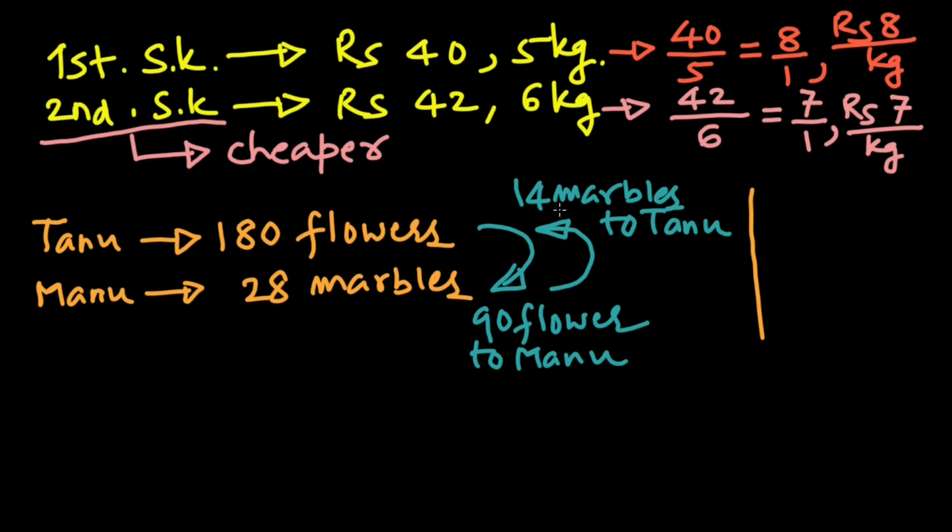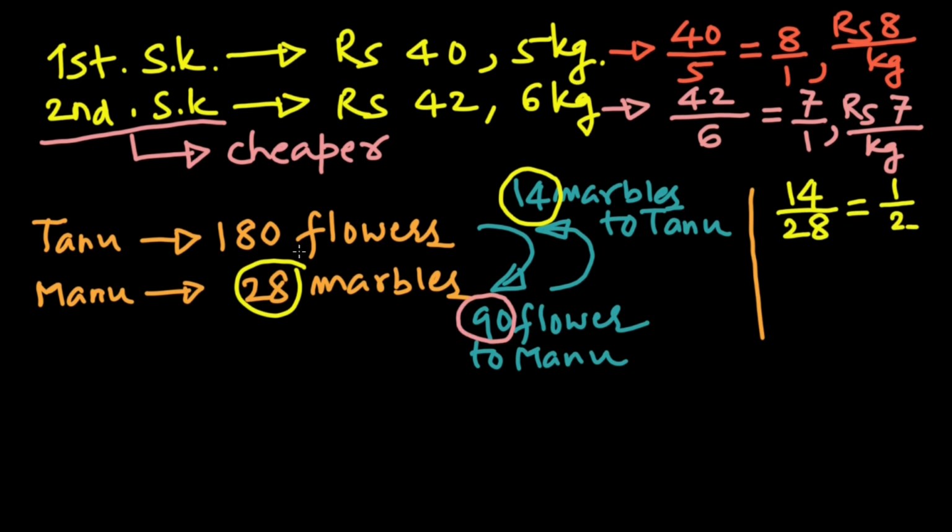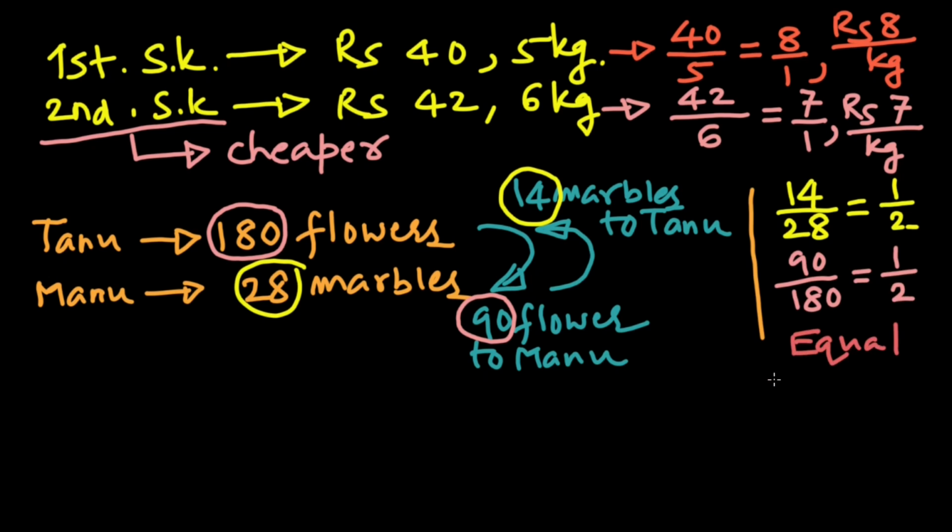If we take the ratio of 14 with 28, it will be 14 ratio 28, 1 ratio 2. And if we take ratio of 90 with 180, it will be 90 ratio 180. It will be 1 by 2. Since both the ratios are equal, the distribution of flowers and marbles is fair.